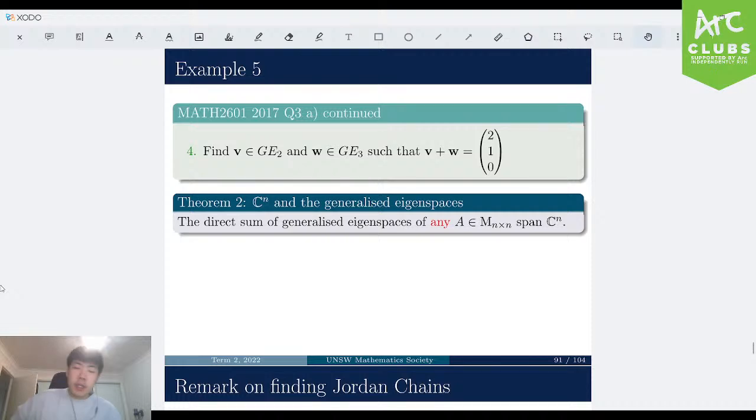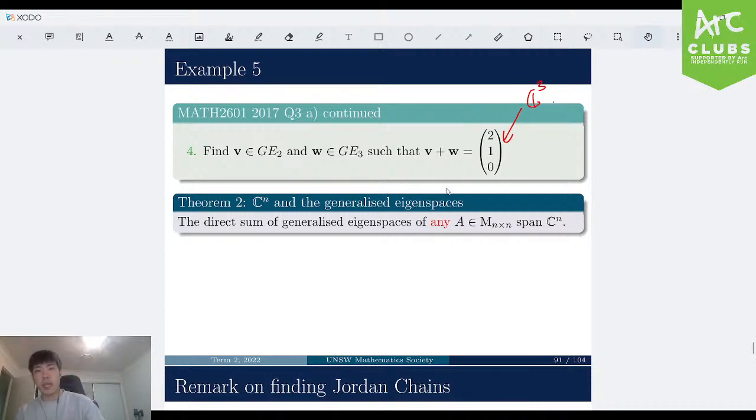There's one bonus question in this example, and that is find V belonging to eigenspace 2 and W belonging to eigenspace 3 such that V plus W equals this random vector in, I guess, C3. Okay. Now we have a theorem here that says that the direct sum of generalized eigenspaces of any matrix A.